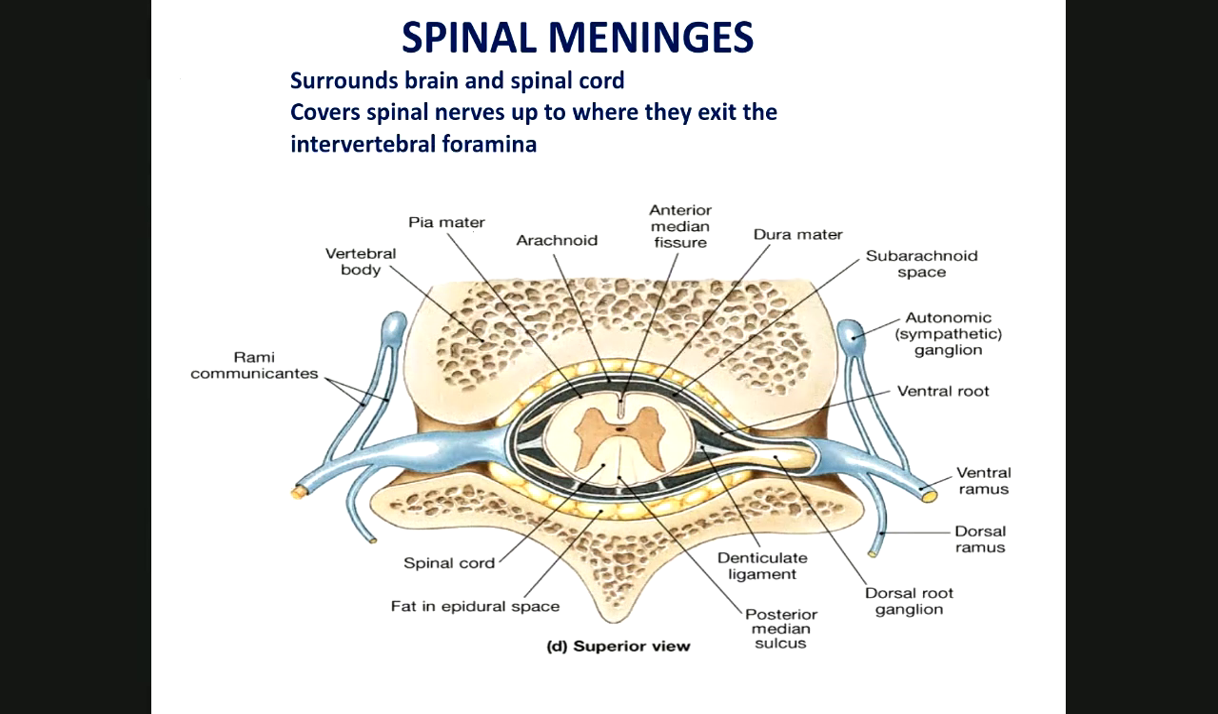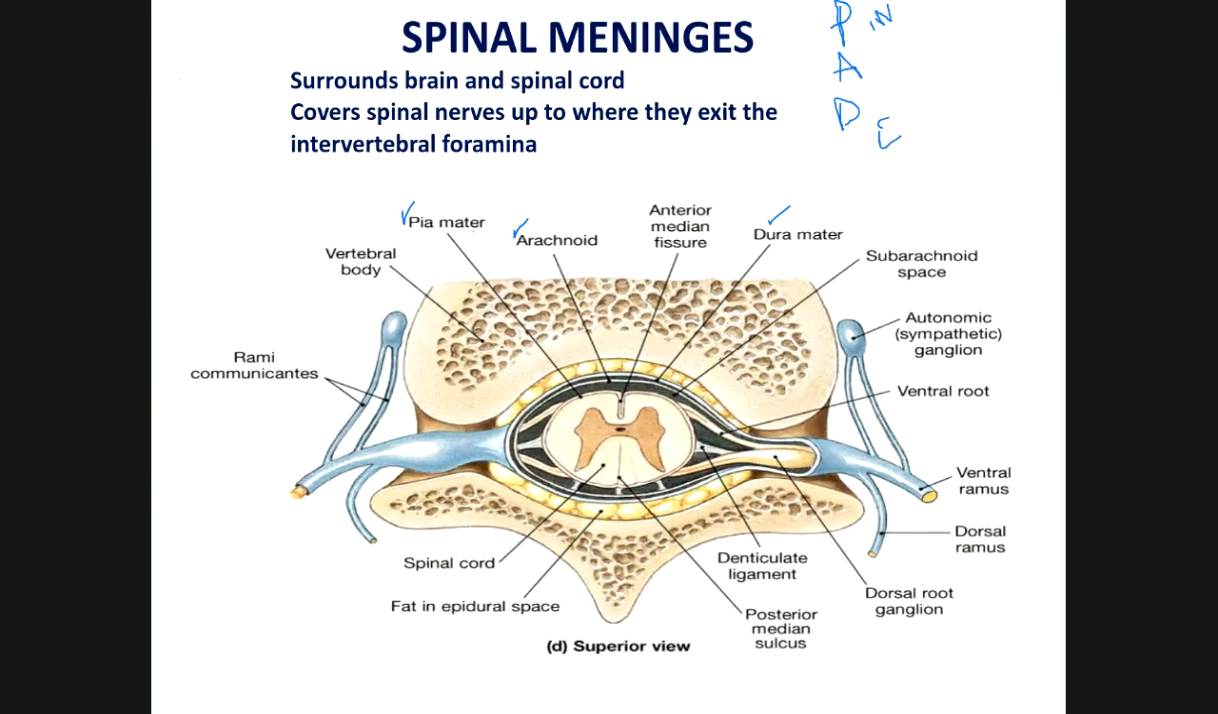As we can see here, we look at the meninges, which would be the pia mater, the arachnoid mater, and the dura mater. I like the mnemonic PAD, P-A-D. So the pia mater is the innermost layer, and connects directly to the spinal cord, and the dura mater is the most external layer.